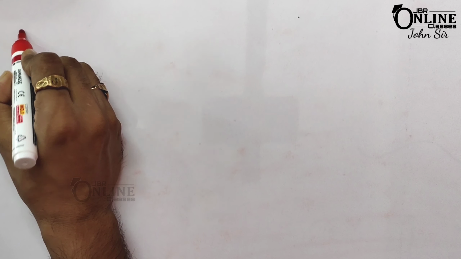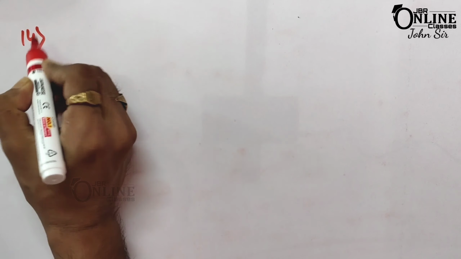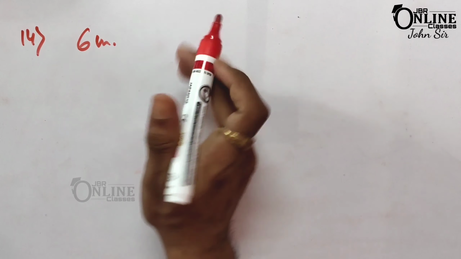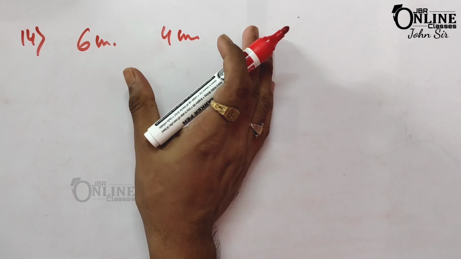Now sum number 14. It's a very easy problem. Write the coordinates of the vertices of a rectangle which is 6 units long and 4 units wide.